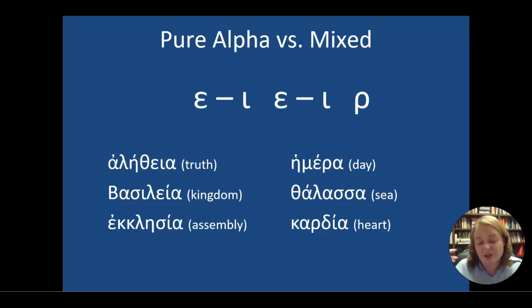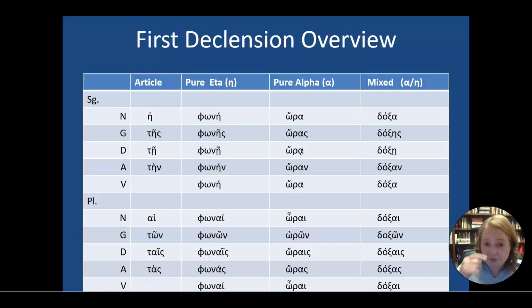So it's going to go alpha, eta, eta, alpha. You'll get used to it. You also aren't writing in Greek, you're just recognizing it. And so if you know the definite article, you may not even need to know which ones are alphas and which ones are mixed. You're going to be able to get a long way with just being able to recognize them as is. This is the form of then the first declension nouns.